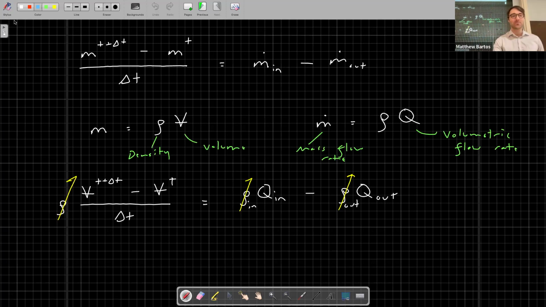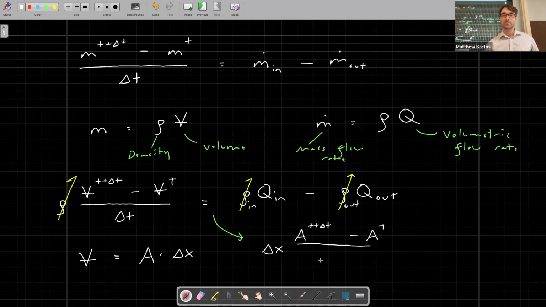So the volume of the fluid is going to be equal to the cross-sectional area times the length of our control volume. This allows us to simplify, and this entire expression becomes delta x times the cross-sectional area at time t plus delta t minus the cross-sectional area at time t, divided by our time increment delta t, is equal to Q in minus Q out.